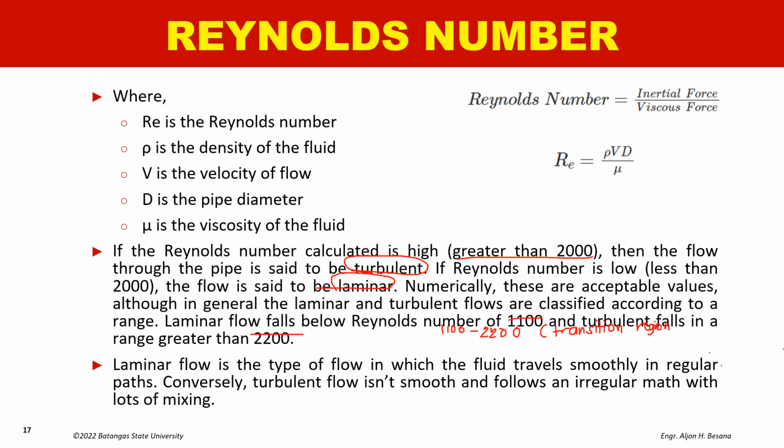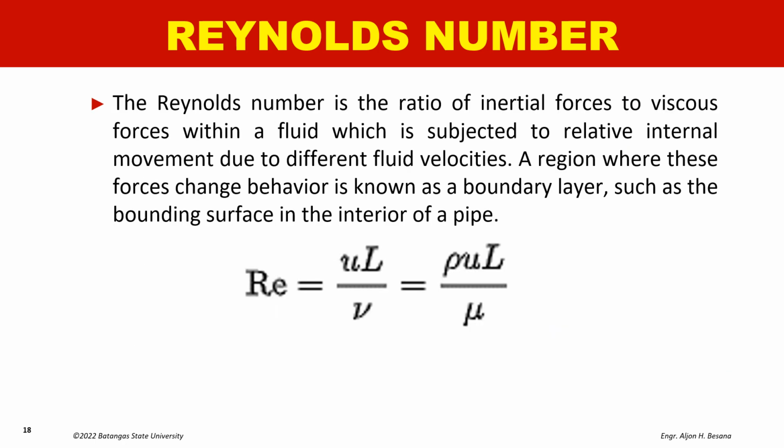Laminar flow is a type of flow in which the fluid travels smoothly in regular paths. Conversely, turbulent flow follows irregular paths, with the inertial forces and the viscous forces acting on a fluid which is subjected to relative internal movement due to the difference in fluid viscosity. A region where these forces can act is known as the boundary layer, such as the bounding surface in the interior of a pipe. Sir, what is the difference between this letter V and this viscosity mu?